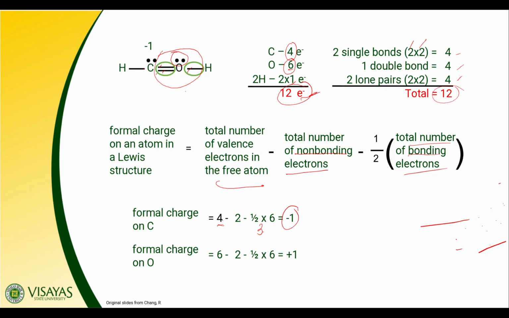Therefore, its formal charge is 6 minus 2 minus 1/2 of 6. We have +1. So the formal charge of oxygen in this structure is +1. How about for hydrogen? What is the formal charge of hydrogen in this structure?